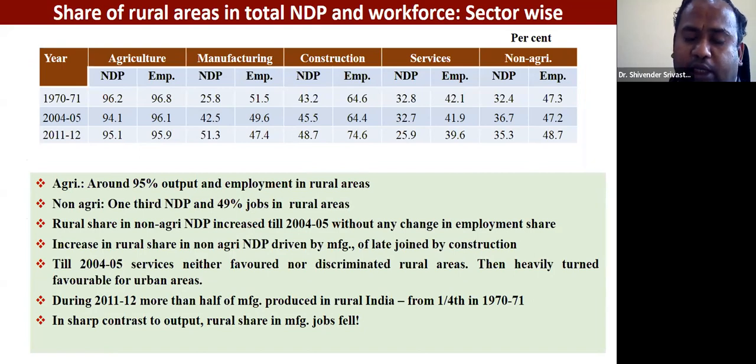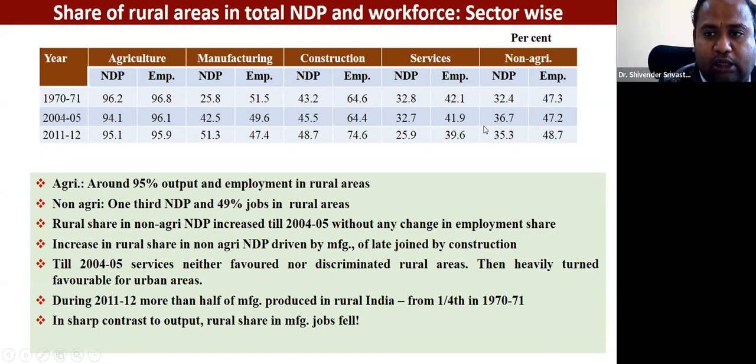You will find it interesting to note that, of course, it's a well-known fact that almost 95% of the total output in agriculture as well as employment in agriculture is in the rural area. Of course, agriculture is a rural activity, so almost everything is produced in rural areas only. In terms of non-agriculture, you can see that about one-third, or 35%, of the total non-agriculture output in the country is produced in rural areas, as an aggregate I'm saying, and about 48%, meaning about half of the workforce, is engaged in non-agriculture.